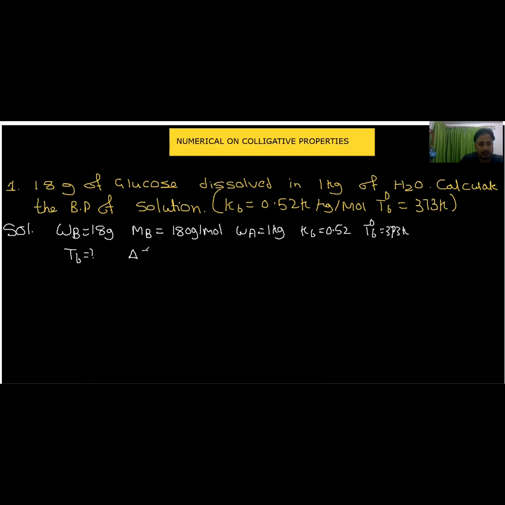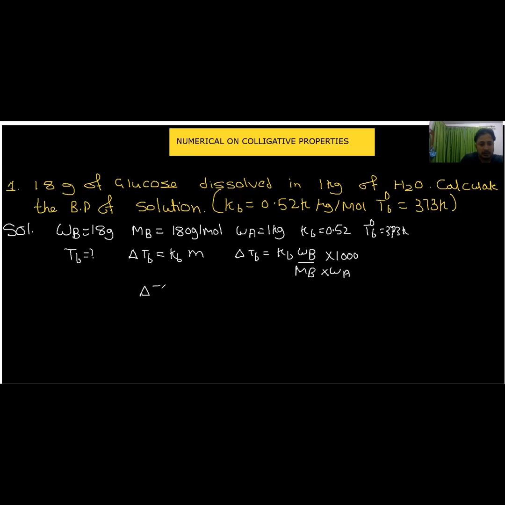The formula for this question is delta Tb equal to Kb m, but we don't know the molality, so we have to write the formula in the expanded form. That will be delta Tb equal to Kb Wb upon Mb multiplied by Wa into 1000. We use 1000 if the mass of the solvent is in gram. Here it is in kg, so we'll be removing it later. So let's put all the values here.